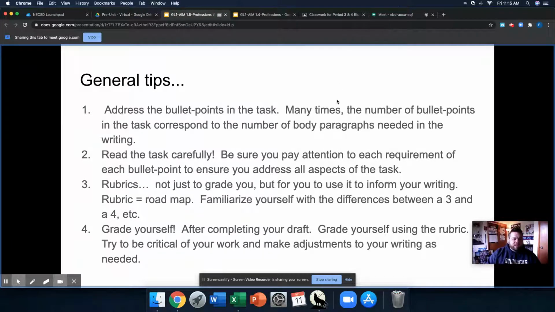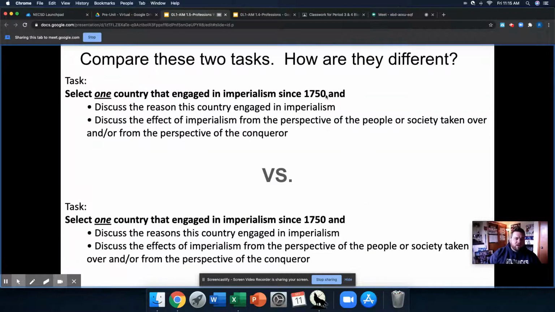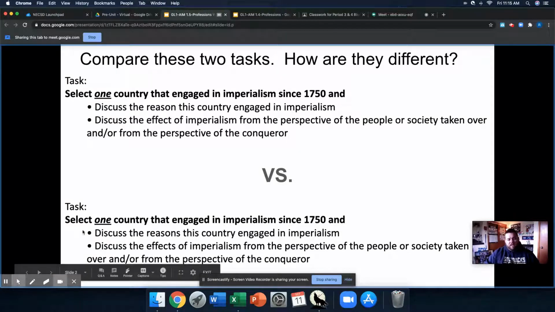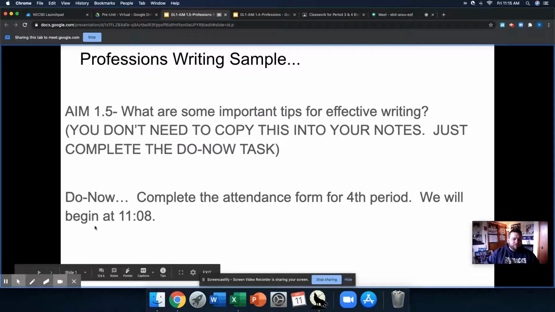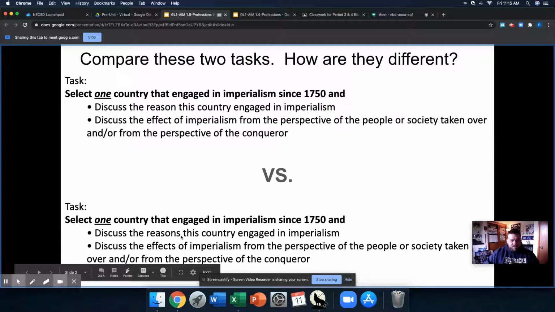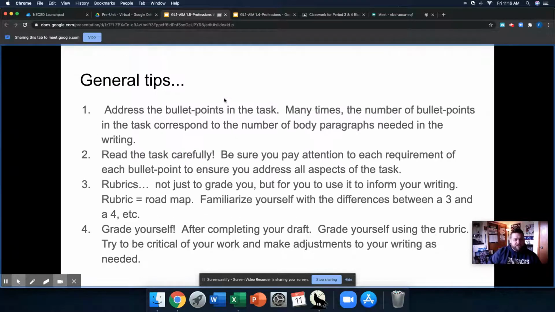So in the instance of the task we just saw, select one country, we have 2 bullet points. So if it's just one country and there's no letter S, we only really need 2 body paragraphs for this particular writing assignment. Here we need 4, because of the letter S. So you can dedicate 1 paragraph to each aspect of the task. That's generally a good practice to have.